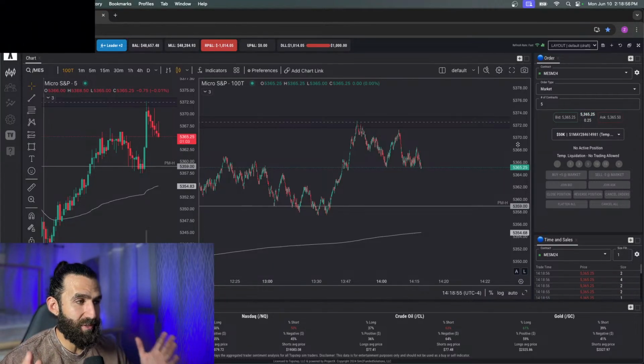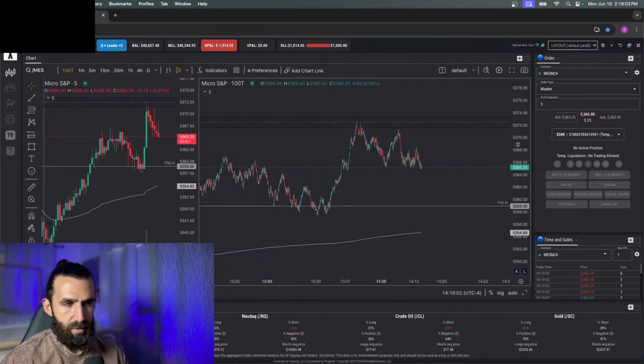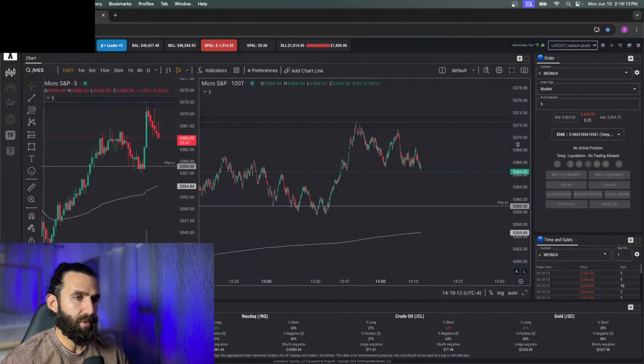Again, to equate to the same total purchasing power on micros. So maybe it's something to look at. I don't really have a strong opinion either way. But obviously, if you want to trade NQ and you're finding you can't reduce the risk to the desired amount that you want, maybe consider micros.